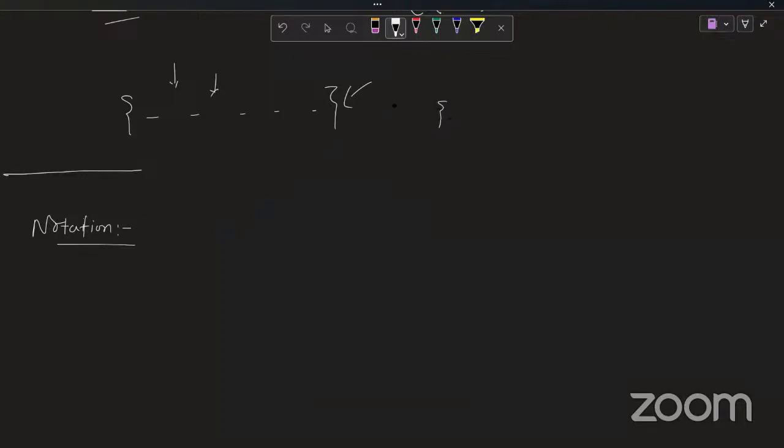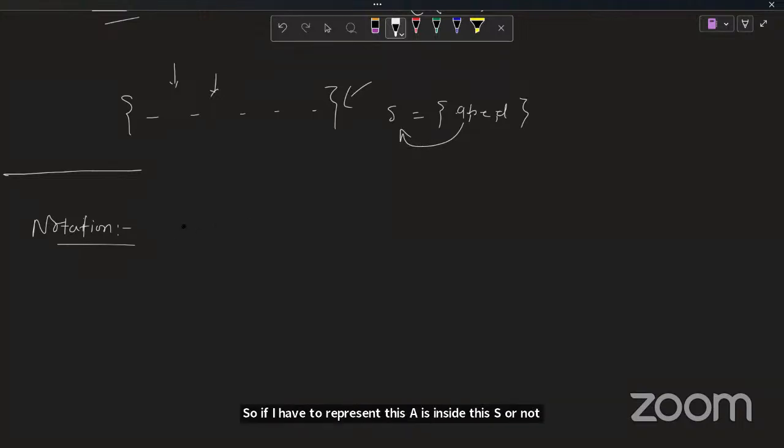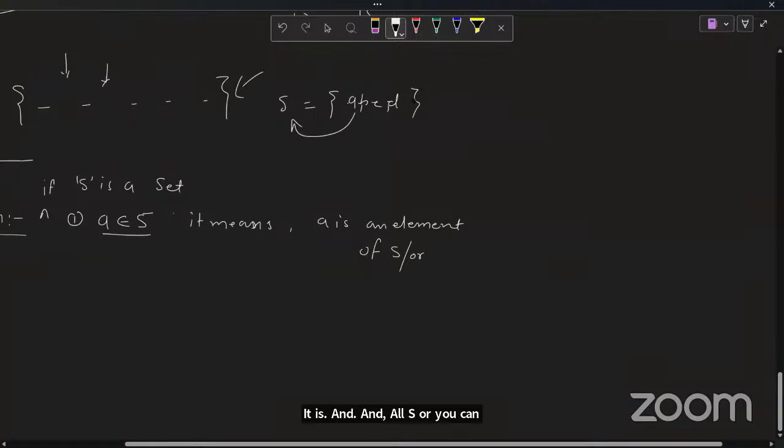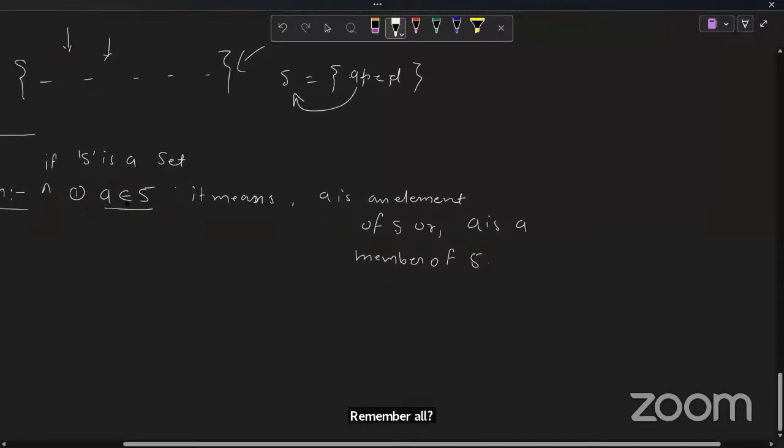You understood now? Suppose A, B, C, D are elements inside this set S. If I have to represent that A is inside S or not, how will I represent it? We write A belongs to S, where S is a set. A belongs to S means A is an element of S, or you can say A is a member of S. This is known as belongs to.